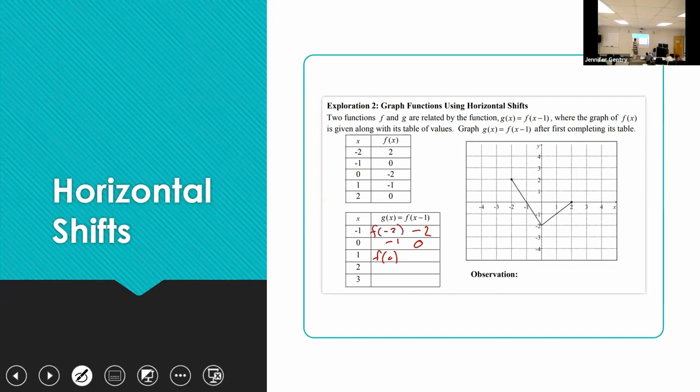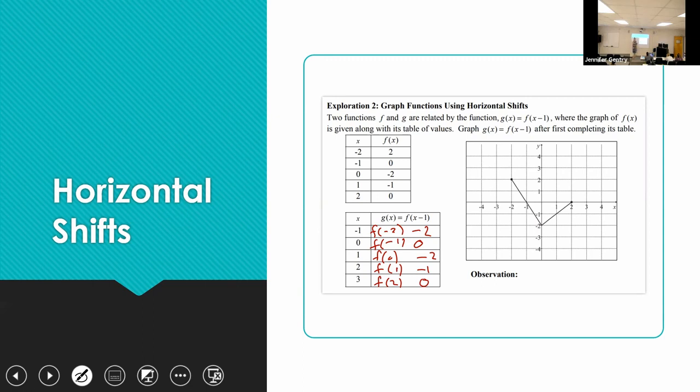What's 2 minus 1? 1. That's going to be negative 1. And what is 3 minus 1? 2. And a 0. I wrote over it, sorry about that. You just subtract 1 from all of them. I subtracted 1 from the x, and then looked at the original table to find the y at the new x.